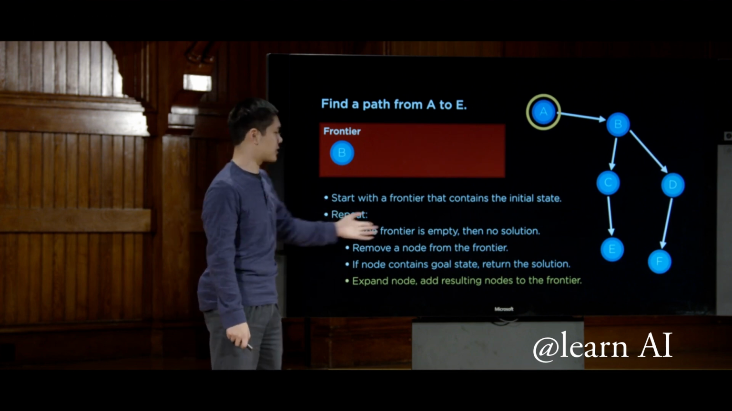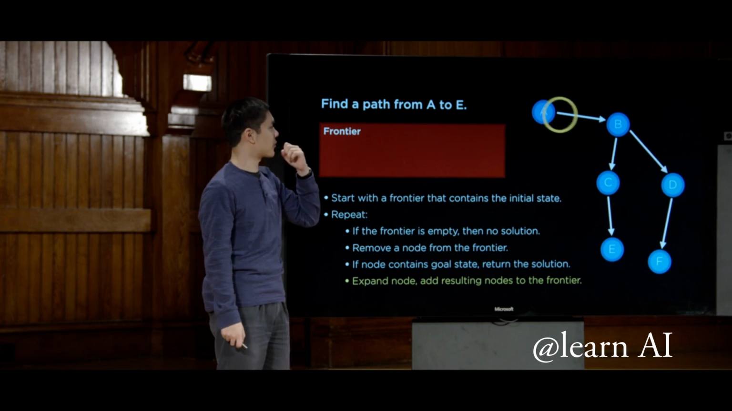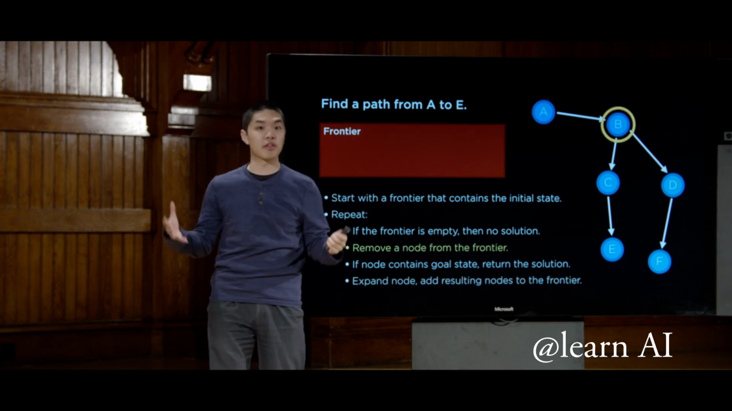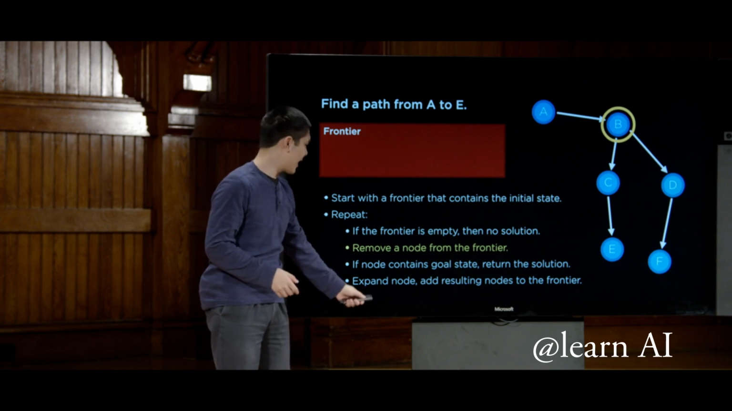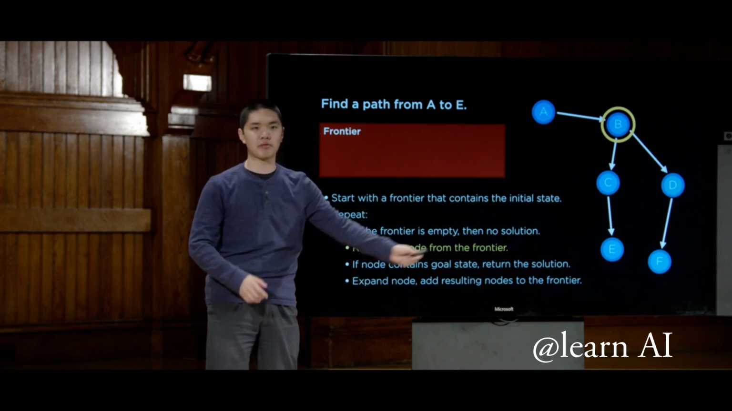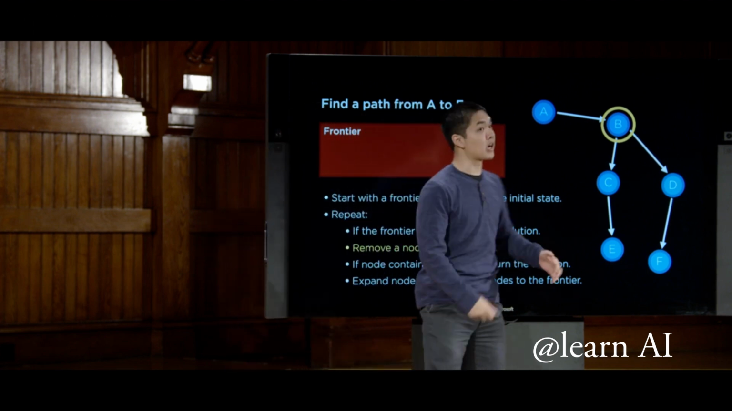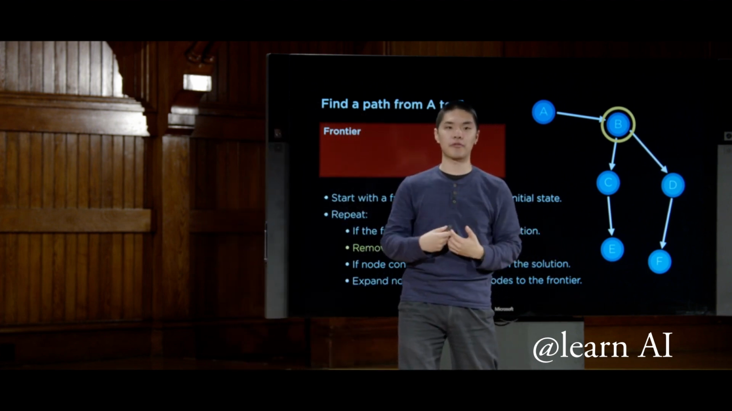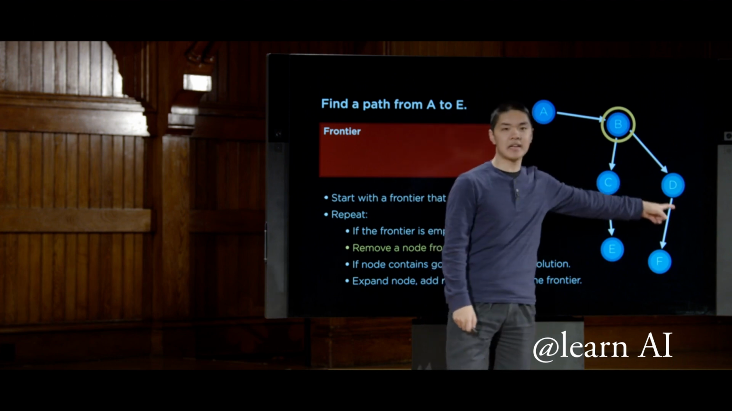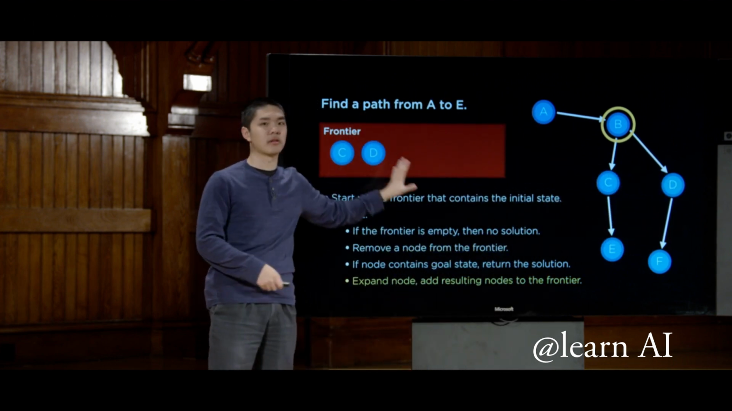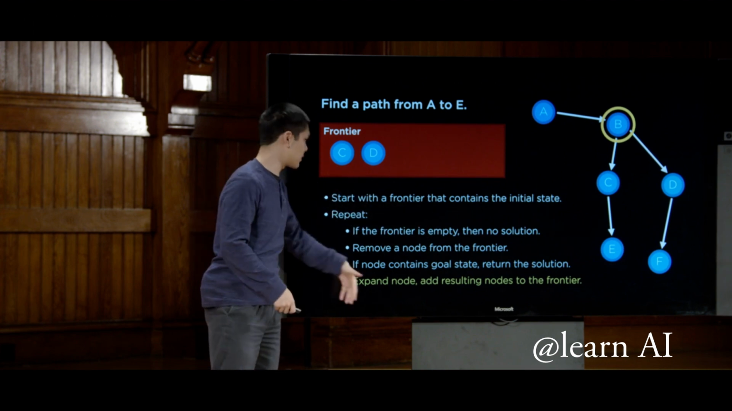We say, all right, the frontier is not empty, so let's remove B from the frontier. B is now the node that we're considering. We ask ourselves, is B the goal? No, it's not. So we go ahead and expand B and add its resulting nodes to the frontier. What happens when we expand B? In other words, what nodes can we get to from B? Well, we can get to C and D. So we'll go ahead and add C and D to the frontier. And now we have two nodes in the frontier, C and D. And we repeat the process again.